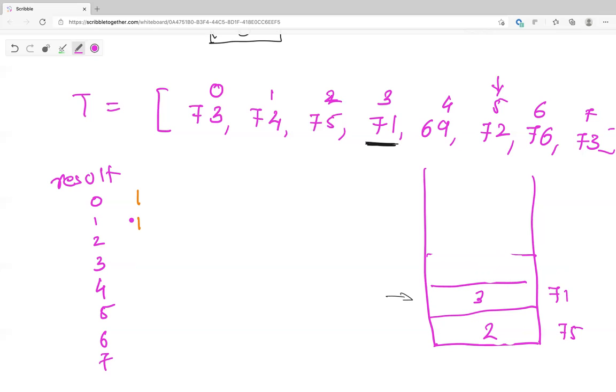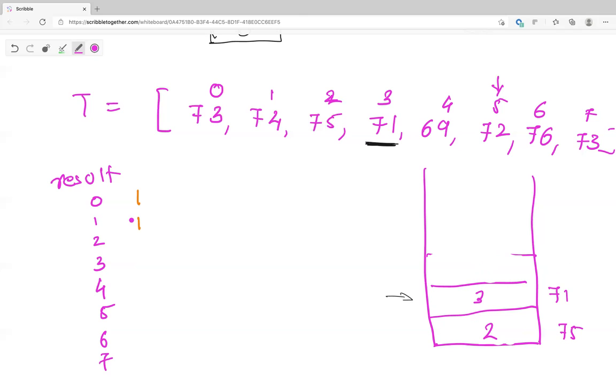So this is gone. Now my top of the stack is 3. Am I the next largest element? So is index 5 the next largest element for temperature at index 3? Yes, correct? I mean, you remove 71, you put 72. I didn't put anything yet. I'm just comparing.